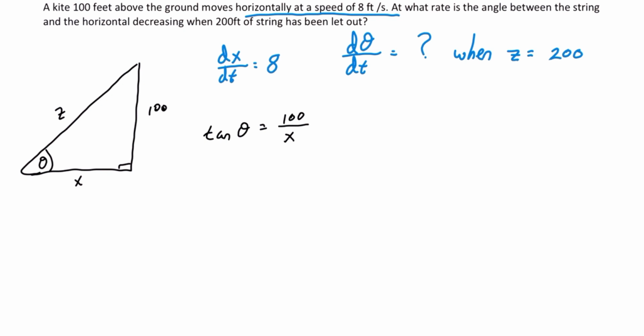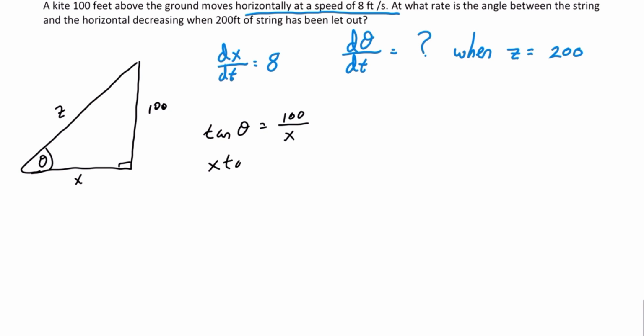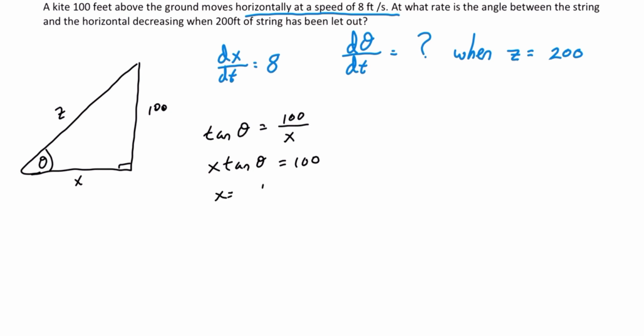So we're using tangent due to the fact that we know dx/dt. Up next, I'm going to rearrange this tangent equation to isolate the x. So cross multiply, we get x tangent theta equals 100. Dividing by tangent, x is 100 over tangent. And then x we can think of as 100 times cotangent theta. This is just a little bit easier to take the derivative of rather than taking the derivative of the original.